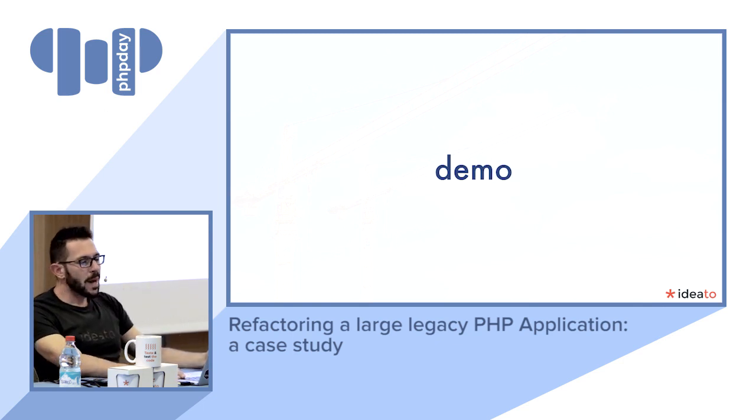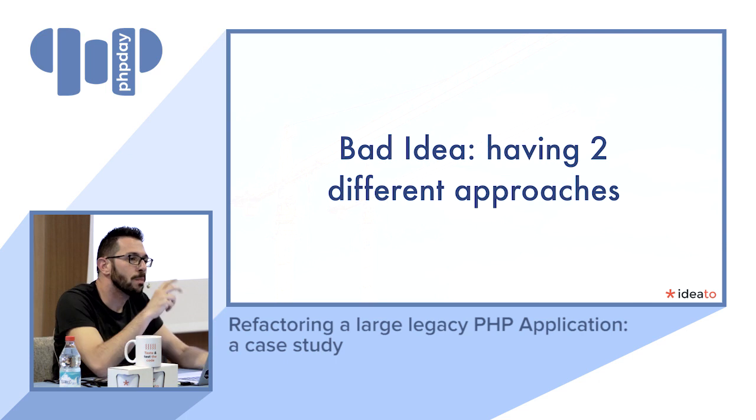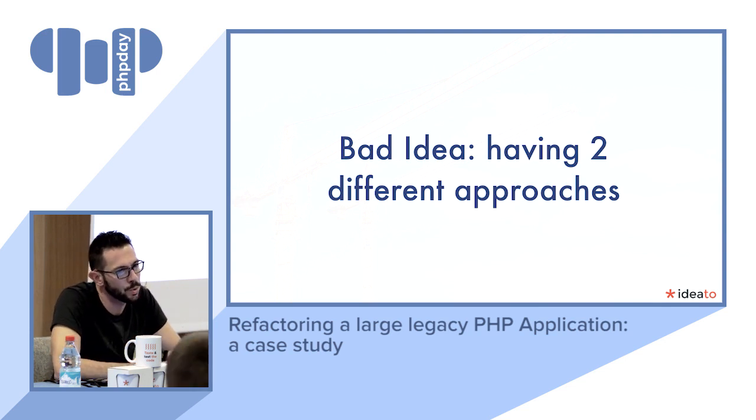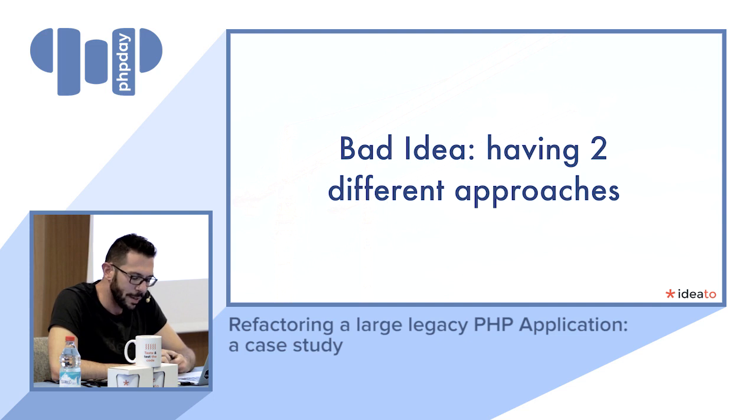Bad idea. We use both approaches inside the code. So the first one where the model knows the database columns, and the second one where the repository knows the database columns. Yeah, that wasn't a good idea, but we have to fix that.